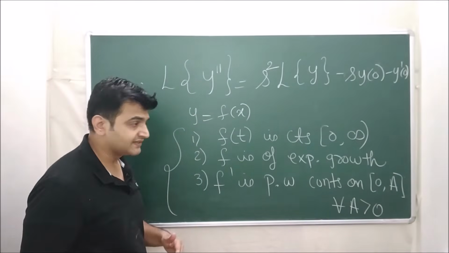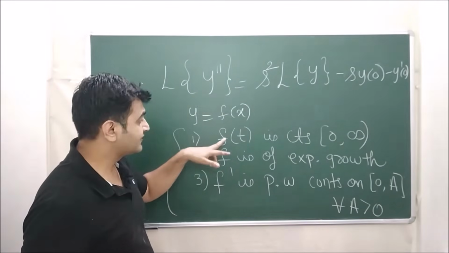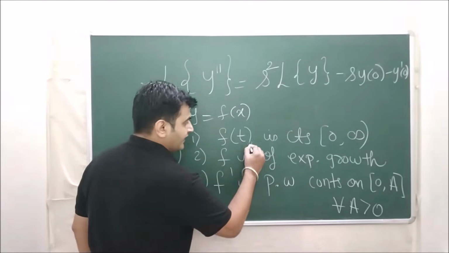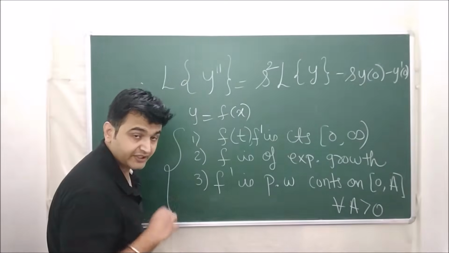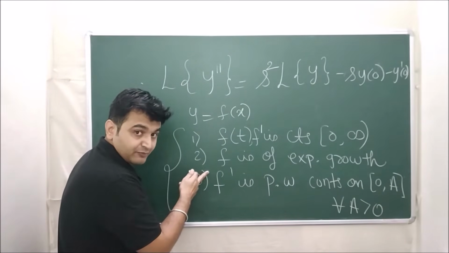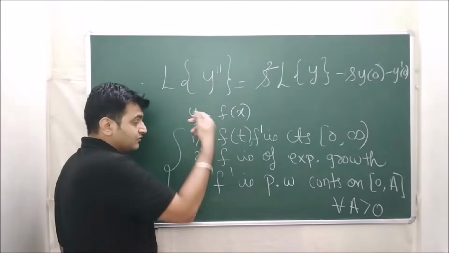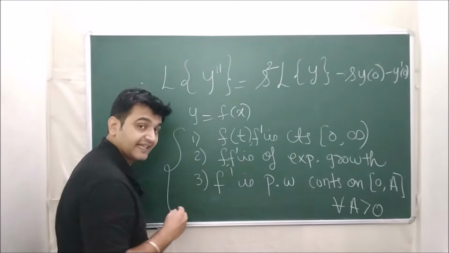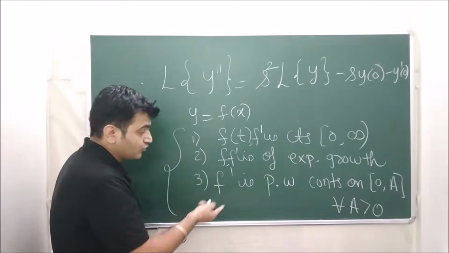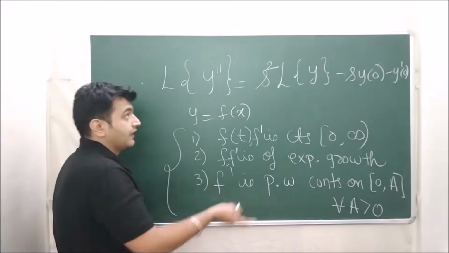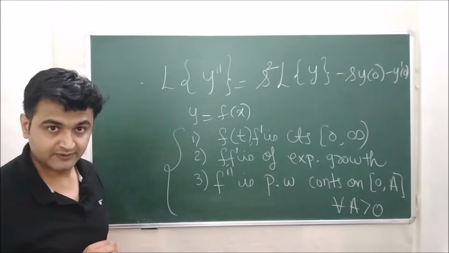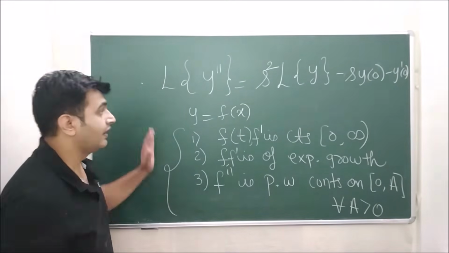Again, we will assume some nice things. When it was a single derivative, we assumed that f is continuous. Now it is a double derivative, so we assume that f and f dash are continuous. Previously it was only y dash, so I assumed y is of exponential growth. Now it is y double dash, so I will assume that y and y dash both are of exponential growth. When it was y dash, I assumed f dash is piecewise continuous. Now it is y double dash, so I will assume f double dash is piecewise continuous. So under this condition, we have this theorem.